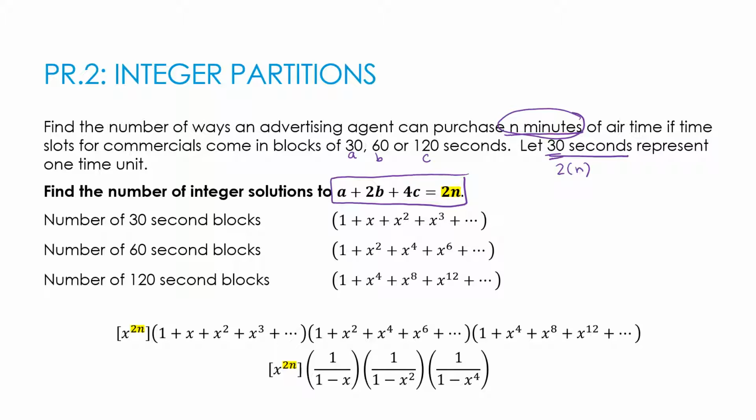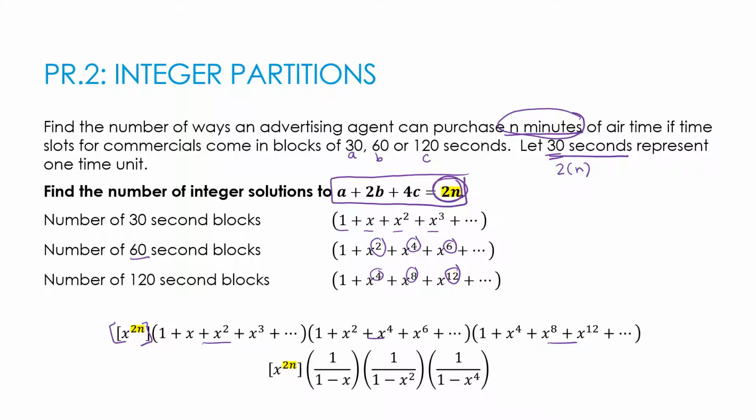So again, the number of 30-second blocks: 0, 1, 2, 3, etc. The number of 60-second blocks, remember I'm only going to be using those even exponents, because that's going to give me 2 units of time, or 4, or 6, etc. For 120, I'm going to be going by 4s. And then again, because my solution to the equation is 2n, then I'm looking for the coefficient of x to the 2n. I'm taking each of these and just rewriting them.